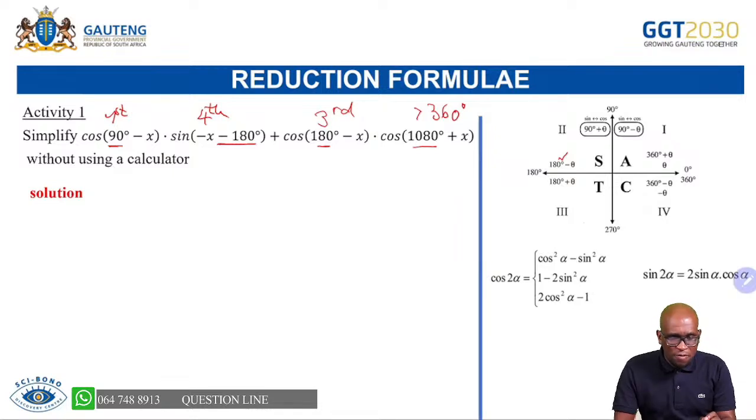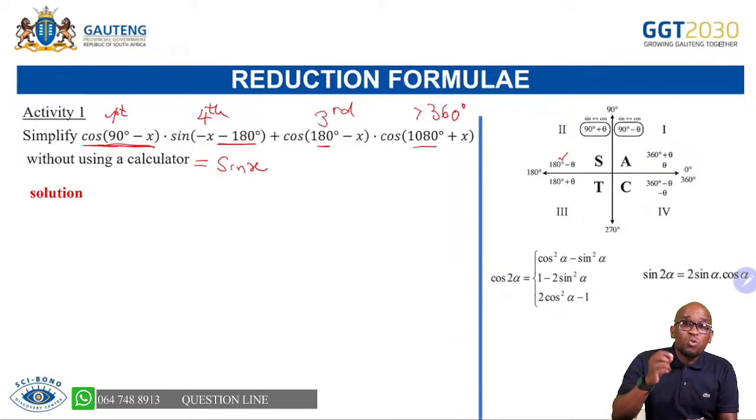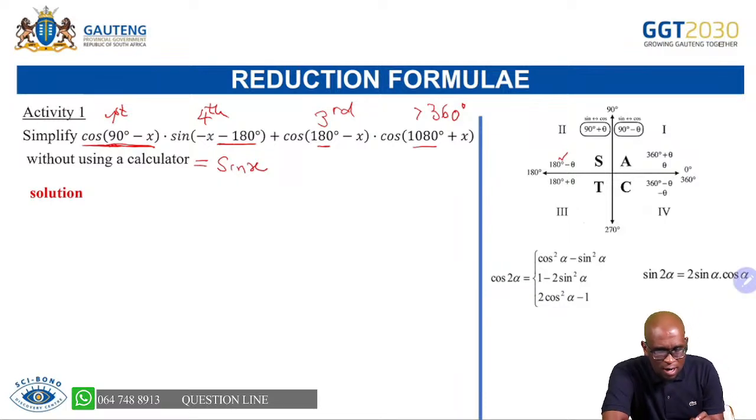Now, let's start with the first one. The first one here is the cosine of 90 minus x. This should reduce to the sine of x, because in the first quadrant, cos is positive, and cos changes to sine because of the existence of the 90 there. We use what we call the co-function formula there. Now, looking at the second one, allow me to just write it on the side here. We have the sine of negative x minus 180 degrees.